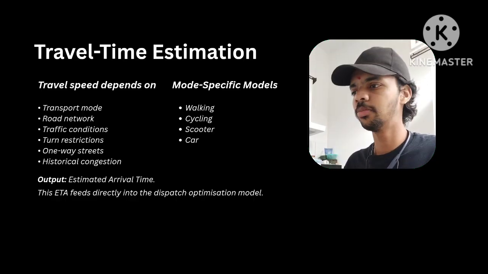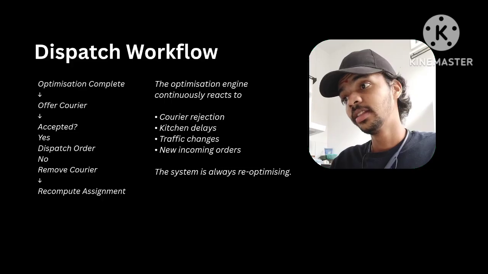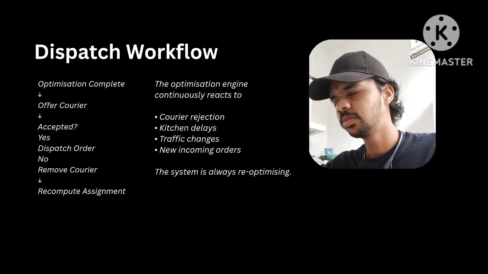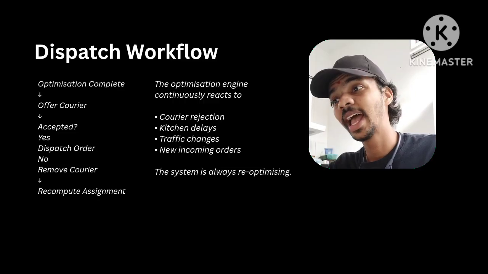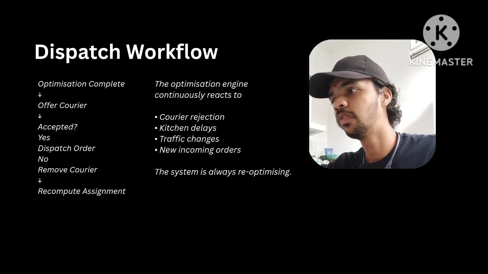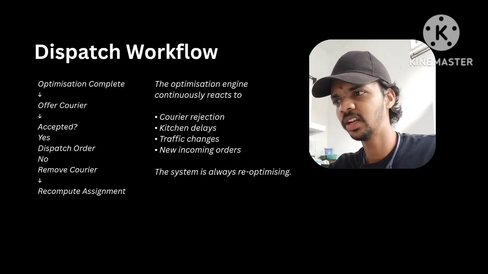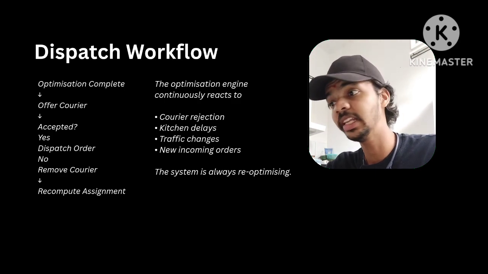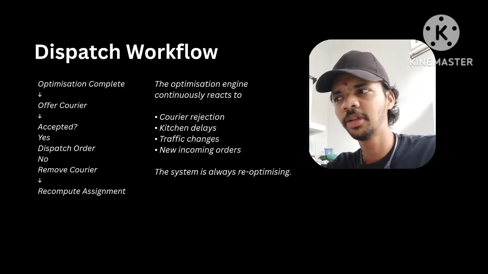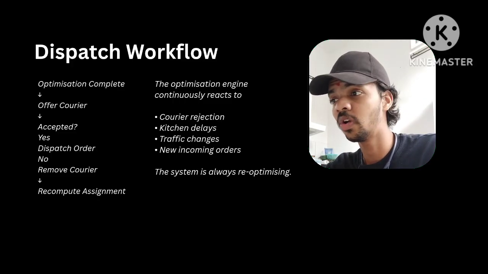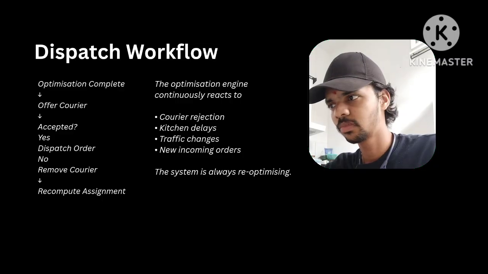Then the fourth and last component is the dispatch engine and stacking control. Once the optimal matches are computed, the dispatch engine locks the state and sends the offer to the courier phone. If the courier rejects the offer or the kitchen hits a sudden delay, the stacking control dynamically re-evaluates the batch, reassigns the order to a better positioned courier or a similar positioned courier without disrupting the rest of the queue. Simple as that.